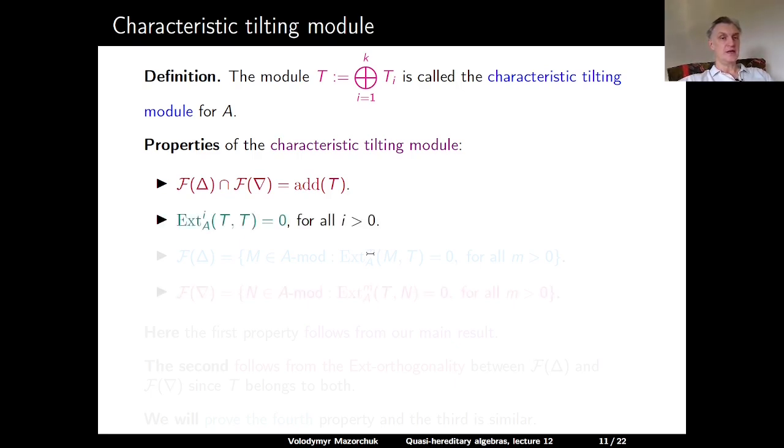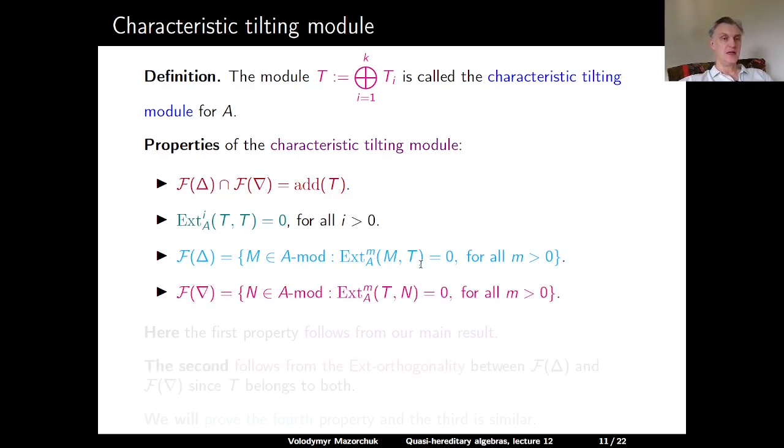Second, the characteristic tilting module is self-orthogonal. All extensions of positive degree from T to T vanish. The third property: the category F(delta) can be described as the category of all A modules for which all extensions of positive degree into the characteristic tilting module vanish. Similarly, F(nabla) can be described as the category of all A modules for which all extensions of positive degree from the characteristic tilting module vanish.